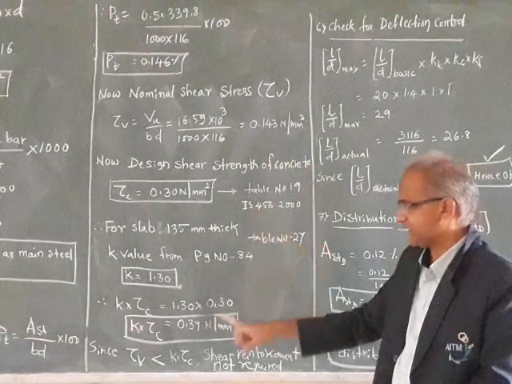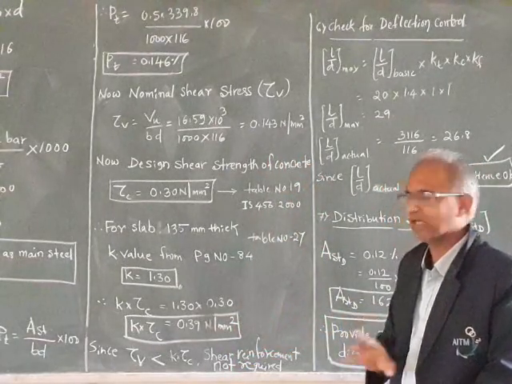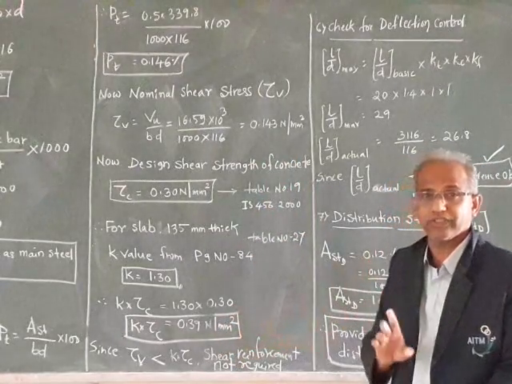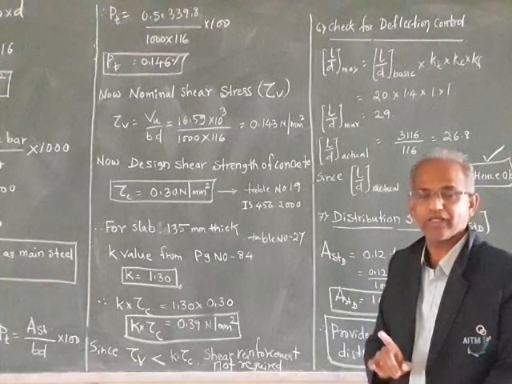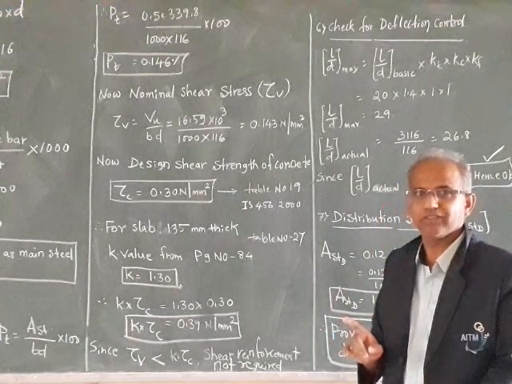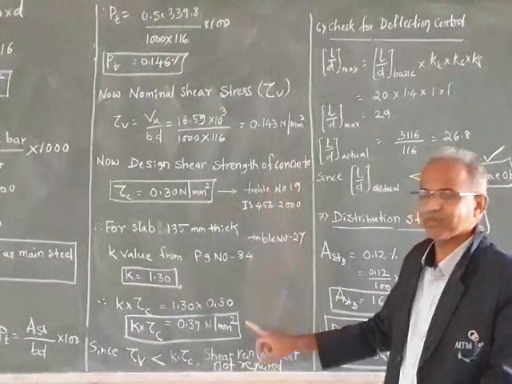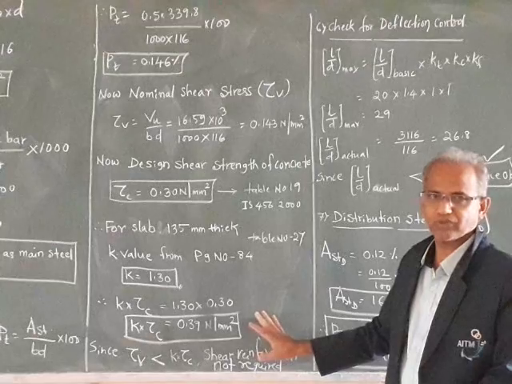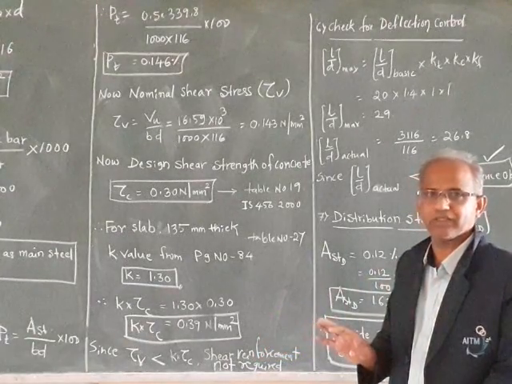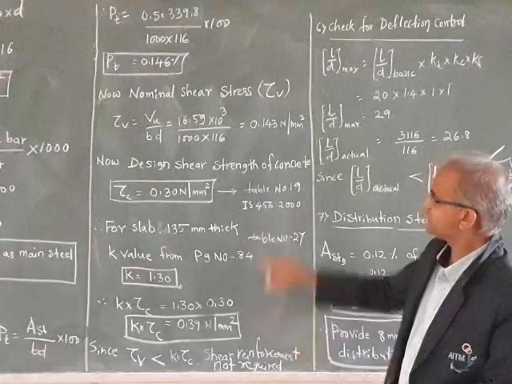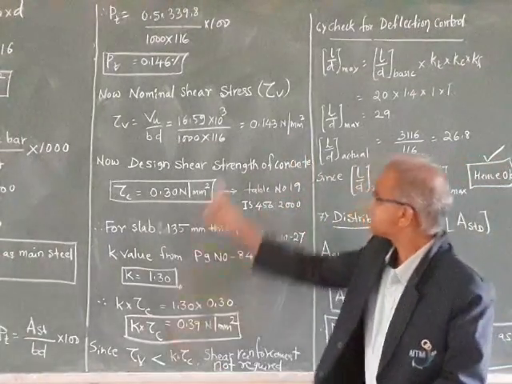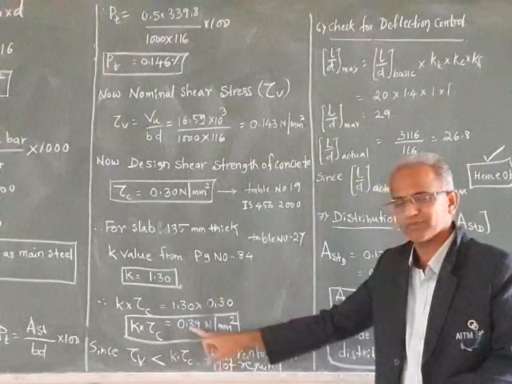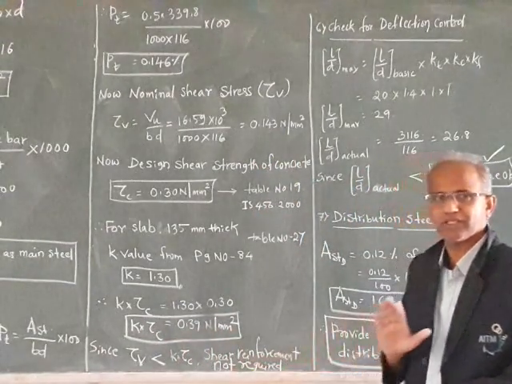If tau v is less than K into tau c, no shear reinforcements are required. Okay, so in most of the cases in slab, this check will not be necessary, but as per the code, you have to check. So you cannot see the shear reinforcement in slab. Okay, so always this check will be satisfied. Now anyhow, this tau v, 0.143, is less than K into tau c, that is 0.39. So shear reinforcements are not required.